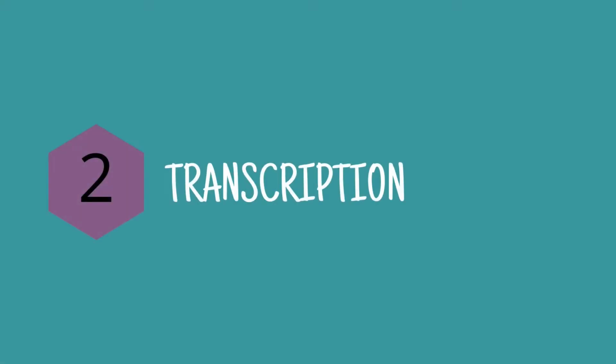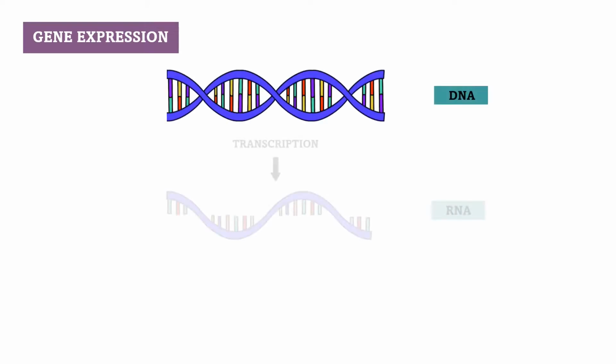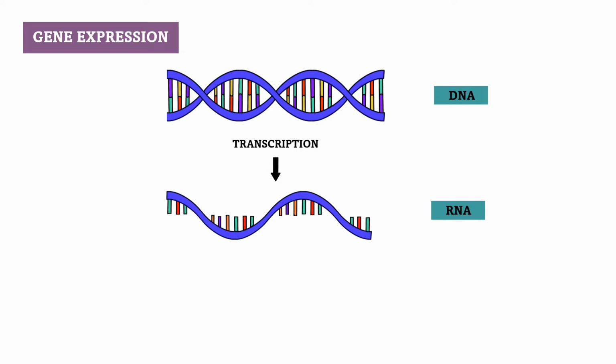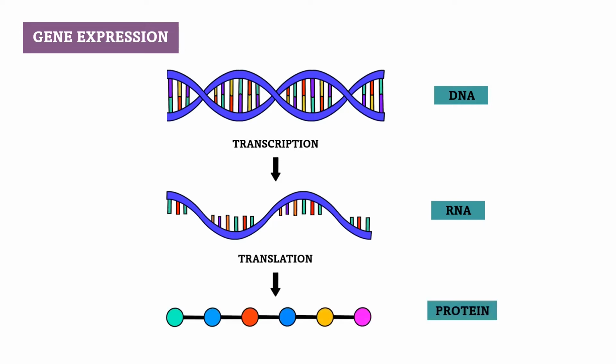Transcription is the first step of gene expression, the process in which the information in the gene is used to synthesize a product, usually a protein. Transcription is the synthesis of RNA from DNA, or in other words, the transcribing, rewriting of the DNA code into RNA. The second step is then translation, when a protein is synthesized from this RNA.